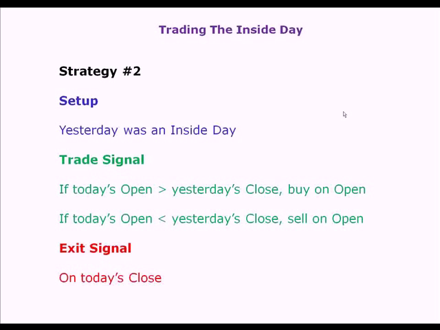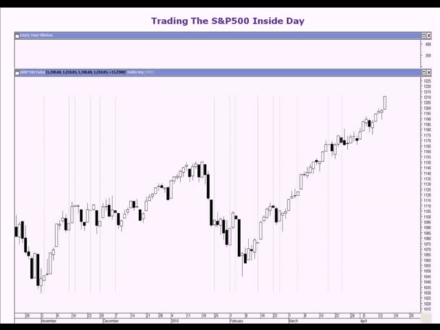Now, let's take a different spin on the strategy. Our setup is the same. Yesterday was an inside day. Now, instead of looking for today's open to be higher than yesterday's high, we're only looking for the open to be higher than yesterday's close. Conversely, for a short trade, we're looking for today's open to be lower than yesterday's close. Effectively, we're going to trade every inside bar. We're either going to go long the next day or short the next day, depending upon where the open occurs.